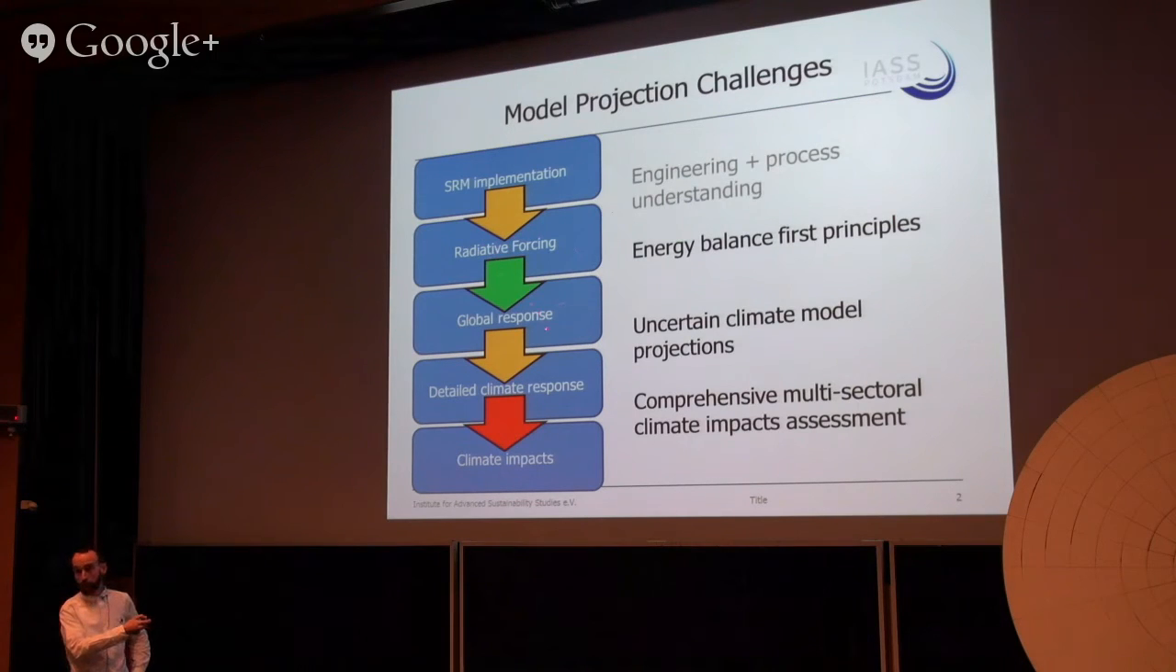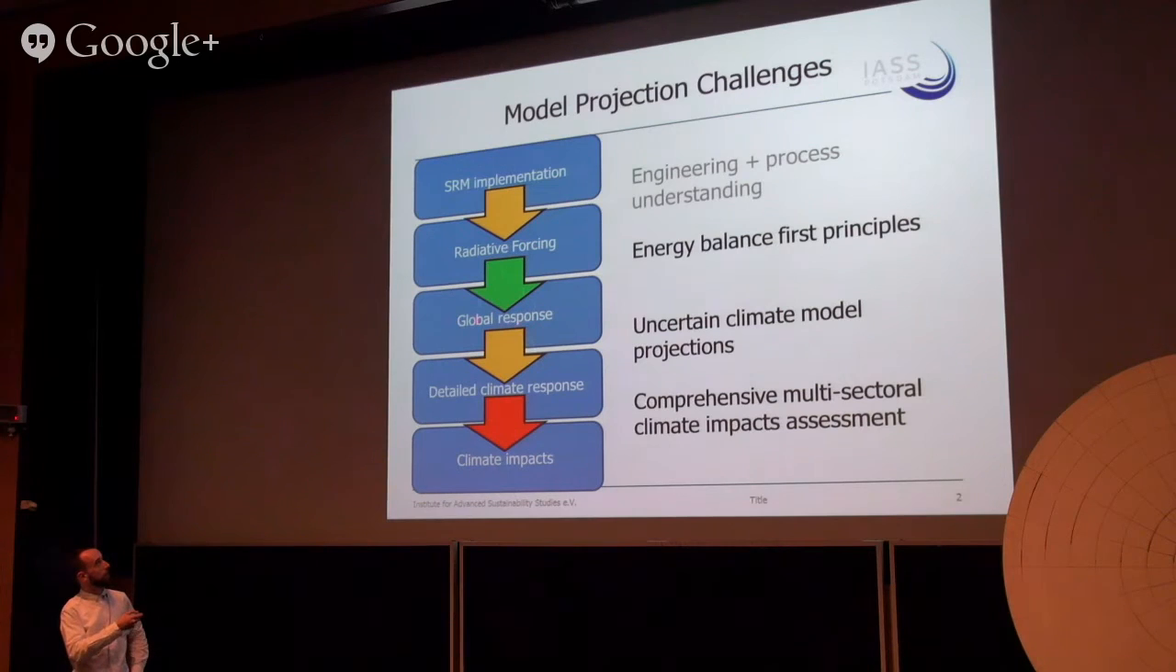Going from that rate of forcing to, say, a global mean temperature response, we know that's going to work. Relatively solid first principles, like from the Earth's energy budget. Trickier, going from that global mean response to the climate response. This is analogous with the problem with climate change. We know the planet's going to warm, but what are the details? That requires the use of uncertain climate model projections.